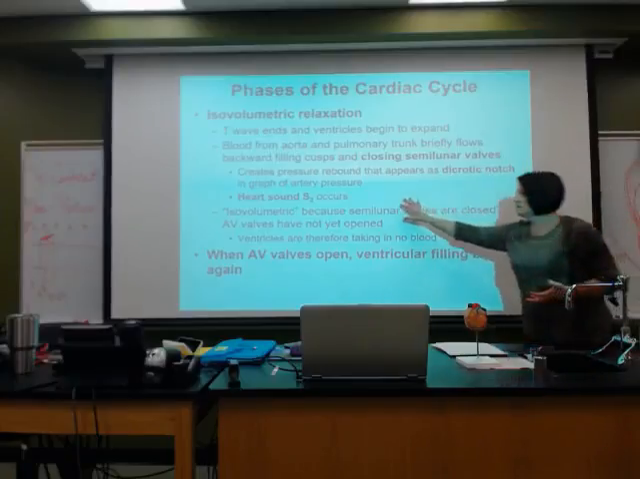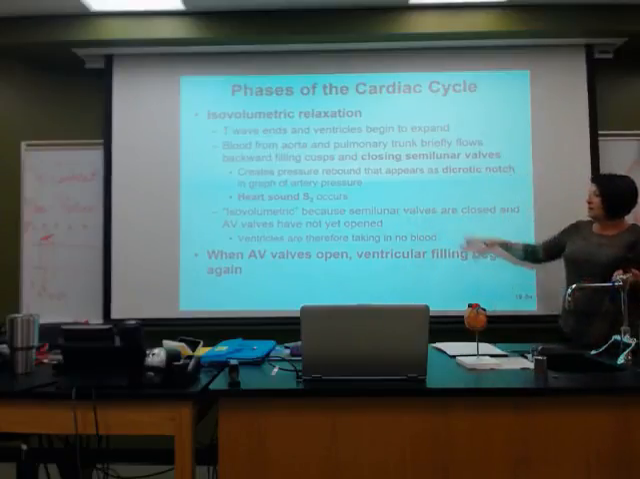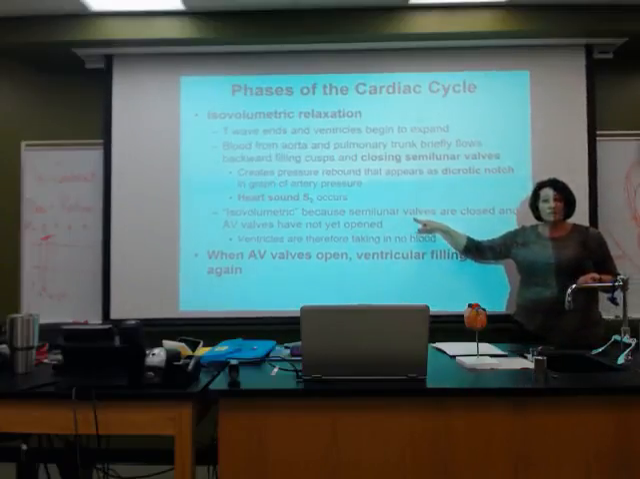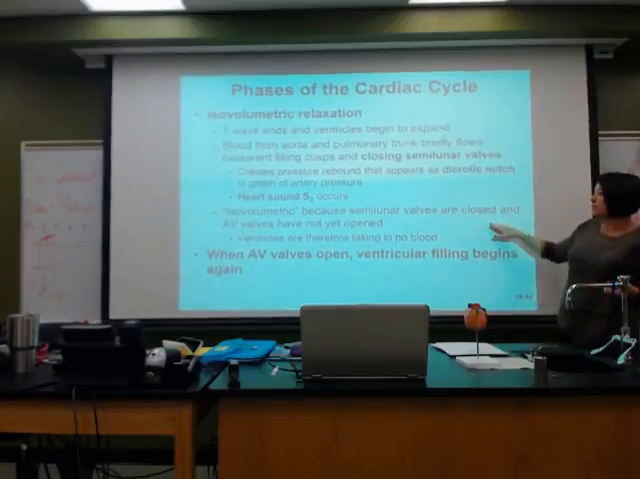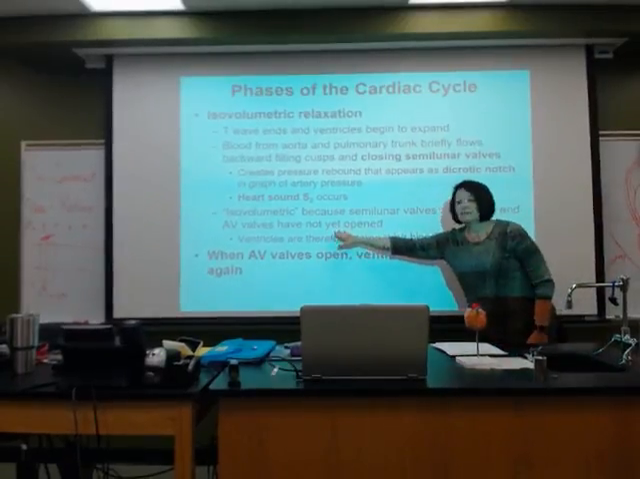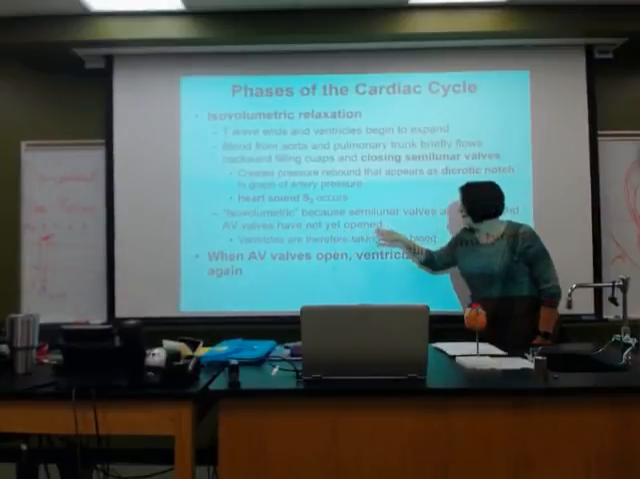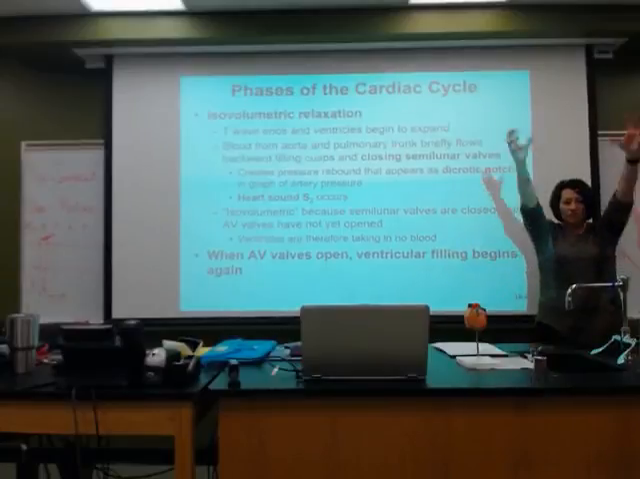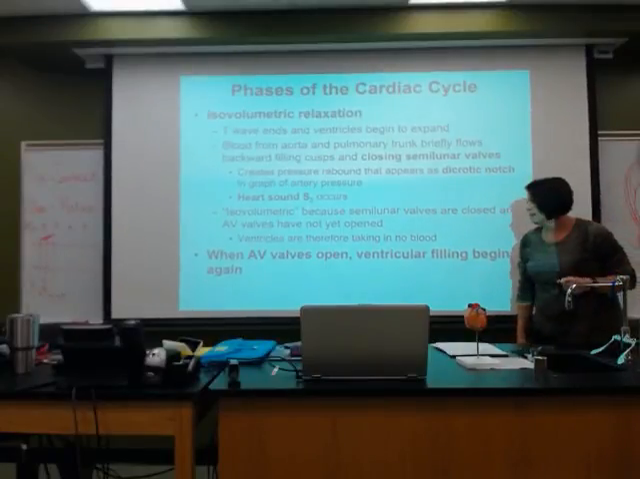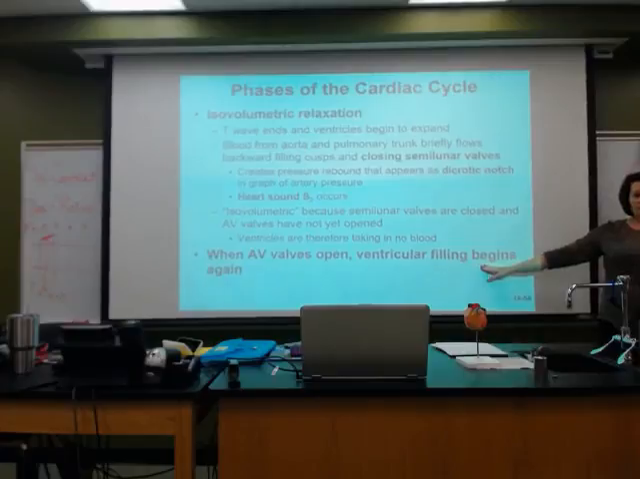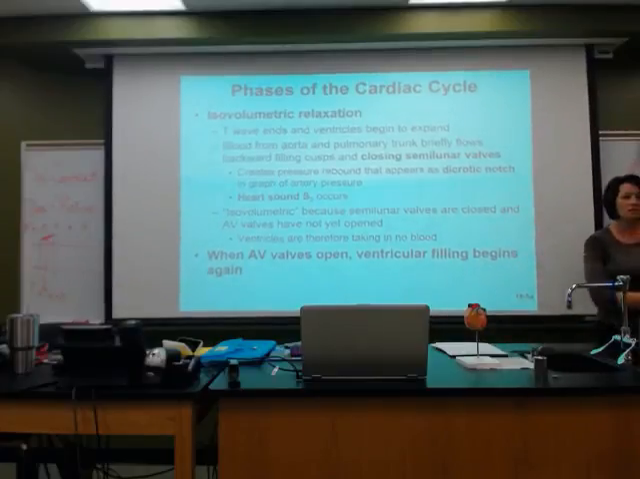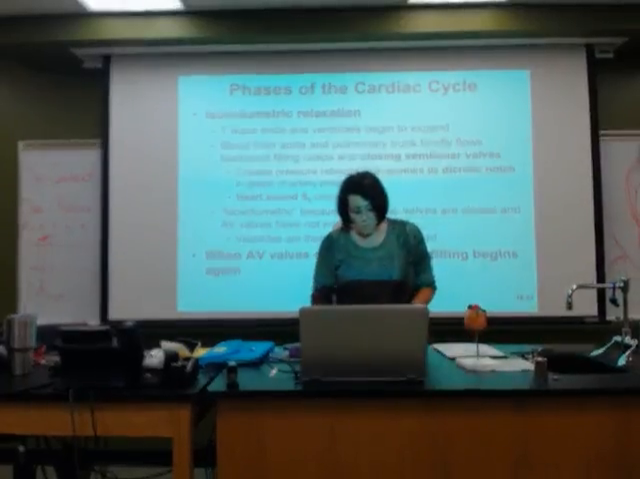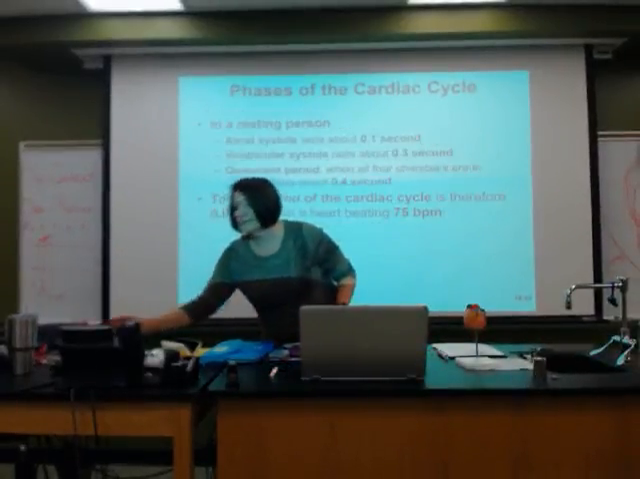So, we've got this sound, okay, isovolumetric, because semilunars, the aorta, the pulmonary, they're closed, but the atrioventricular, the tri and the bi, haven't opened yet. And we therefore have turbulence in these tissues. When the AV valves open, the whole thing starts all over again. That would be our one cardiac cycle.